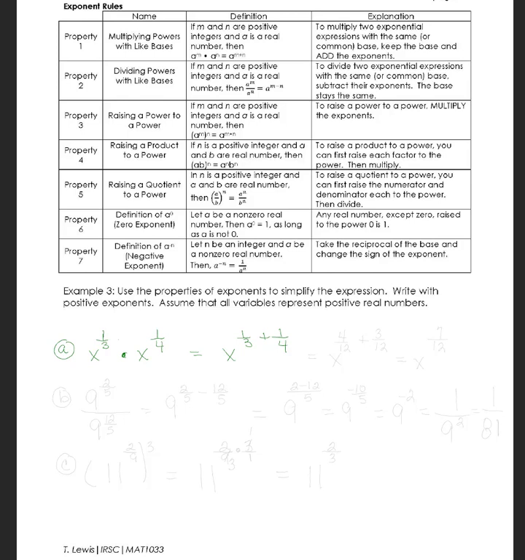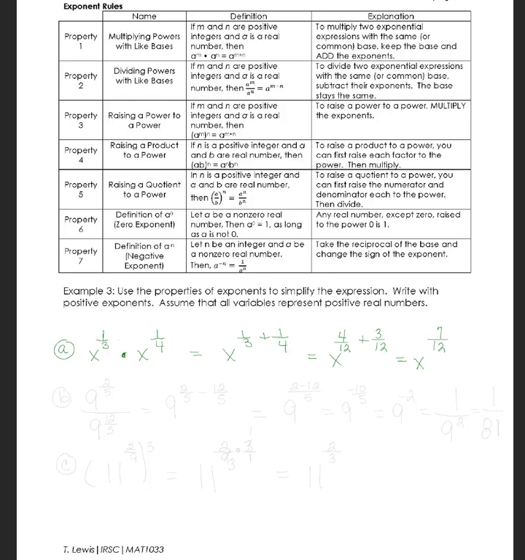So, we want to convert 1/3 and 1/4 into 12ths. When we convert 1/3 into 12ths, that becomes 4/12. And convert 1/4 into 12ths, that becomes 3/12. Now that we have a common denominator, the rule says, and this is our final answer, is not 7/24. Once you convert, keep your denominator the same and add the numerators. So we have x to the 7/12, and that is our answer.